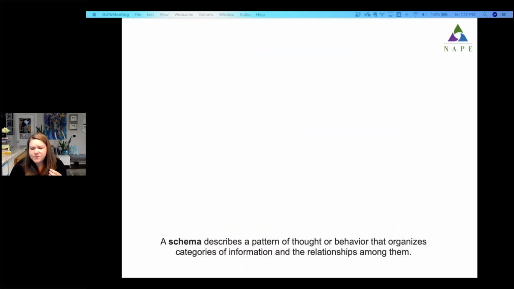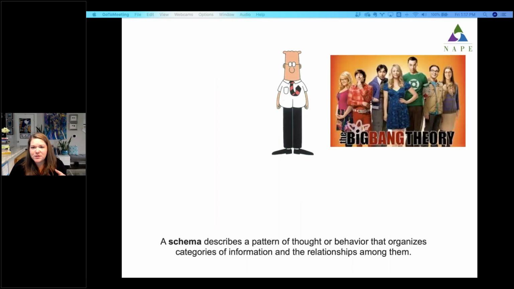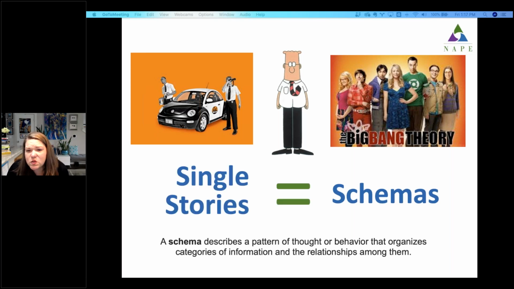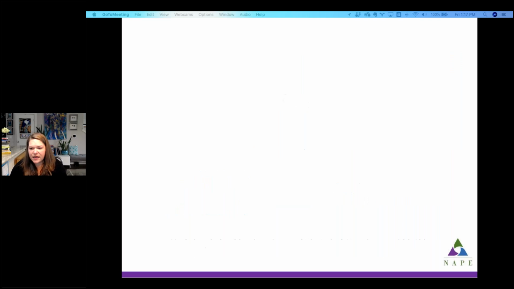And these single stories that we hold, so I have pictures of the archetype of the engineer based on this Dilbert character, this very geeky kind of narrative. And this has become a single story that's told over and over again. It's perpetuated in the uniform of the Geek Squad from Best Buy. It's perpetuated in the cast of The Big Bang Theory. And these single stories become schemas. These are patterns of thought or behavior that organize categories of information and relationships among them within our brain. And these schemas begin to manifest in different kinds of ways.